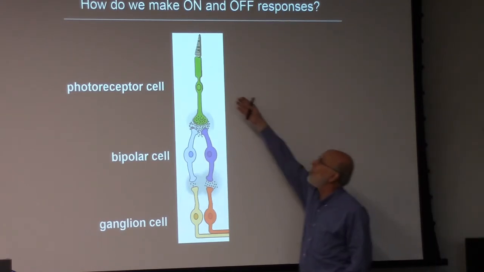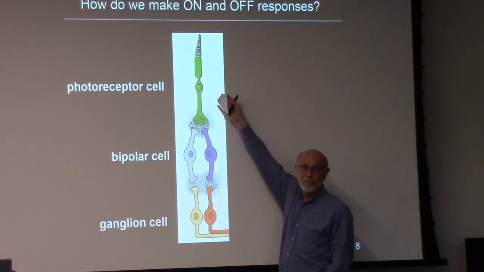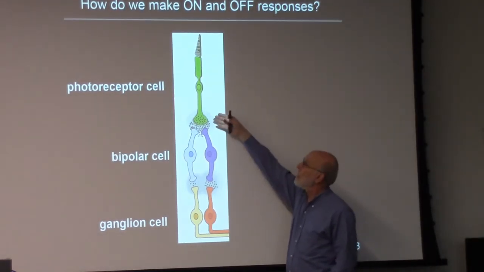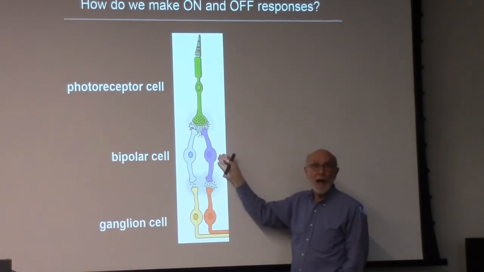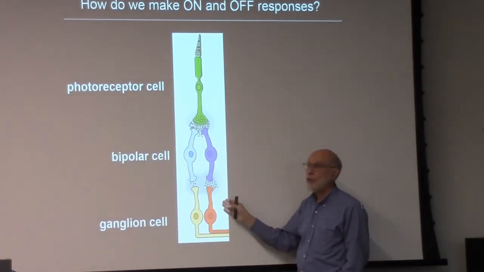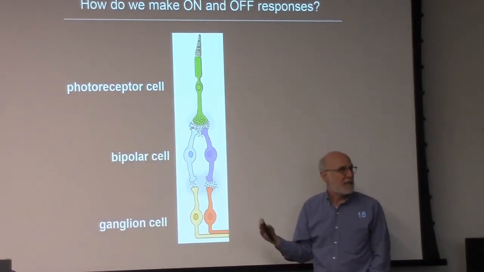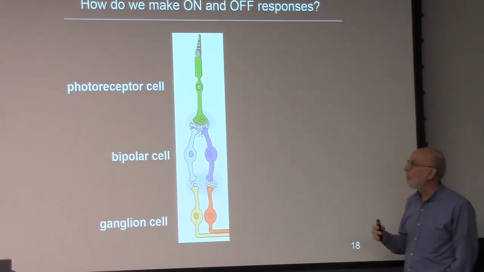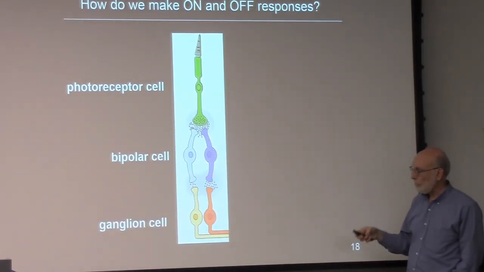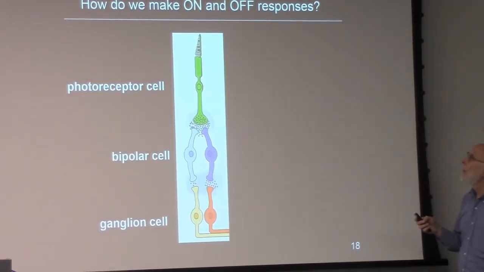Okay, so here's a photoreceptor cell. It's a cone. It's connected to two different bipolar cells, which are connected to two different ganglion cells. And this is simplified, but it's not oversimplified. Well, it's a little oversimplified. So let's walk through it.